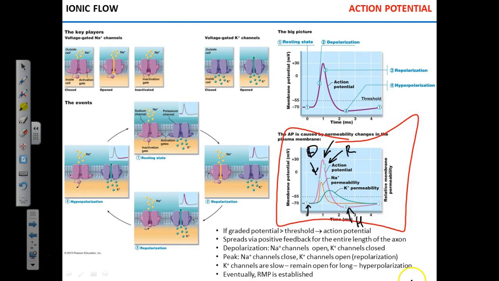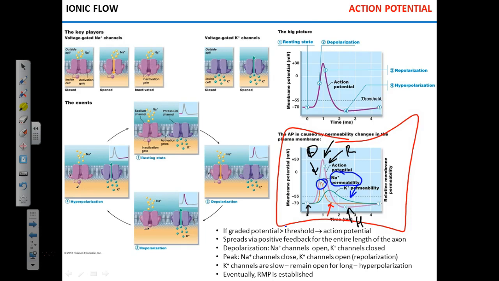Now the tiny little lines, the red one and the blue-green one, represent the flow of ions across the membrane, permeability of the membrane to a certain ion. For example, during depolarization, number 2, you can see that sodium permeability goes up. It is shown here.